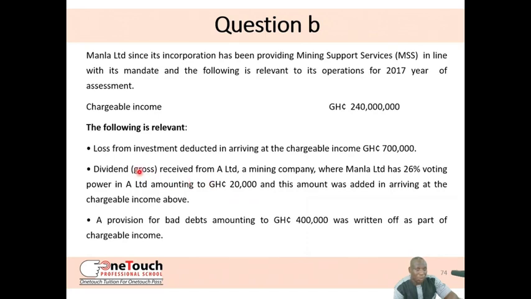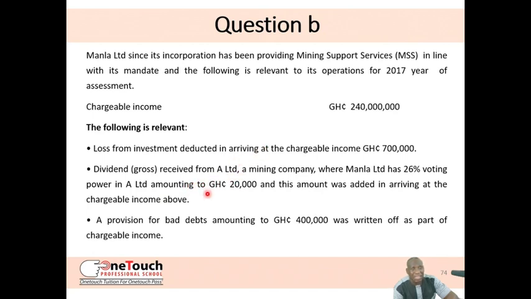So the question is, Manla Limited has 26% voting power in A Limited. But A Limited is a mining company. So the dividend received, which means that they have received a dividend, and that dividend is an income which they have added to this one from A Limited, where Manla Limited has 26% voting power. So there's a dividend received of 20,000. The question is, should that dividend be taxed? If the dividend is not supposed to be taxed, then if they have added it, you have to subtract. But if the dividend is supposed to be taxed, then you leave it.